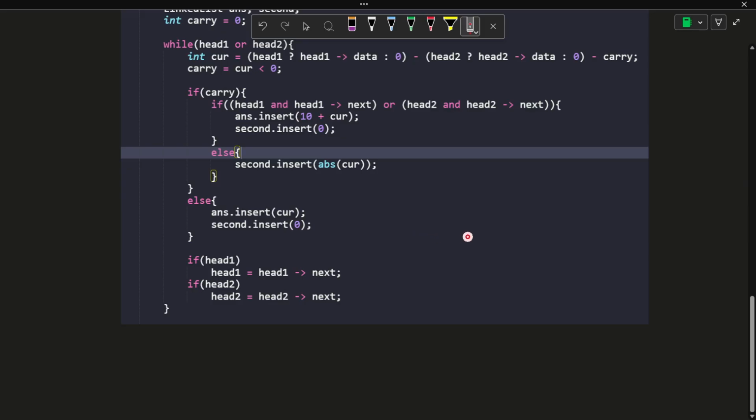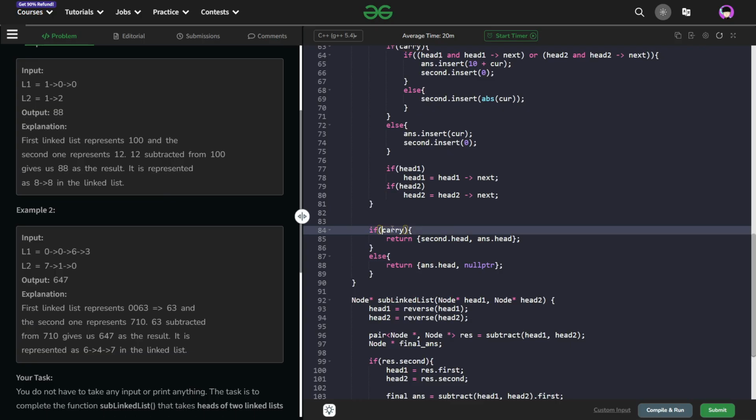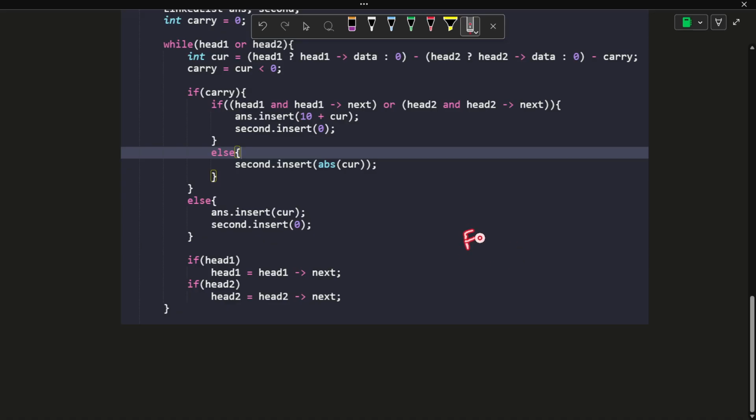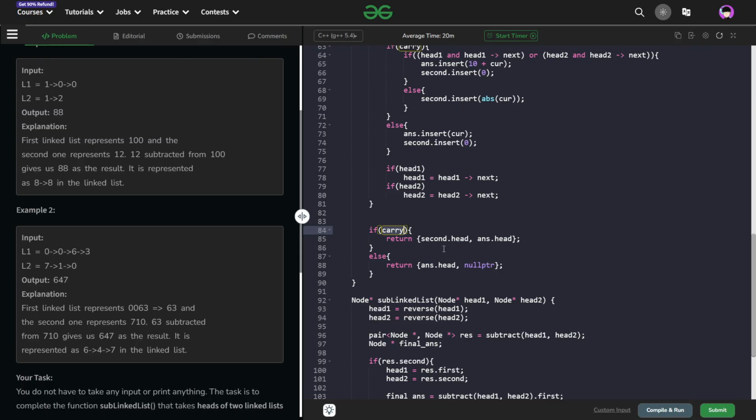Basically what I am trying to say is, if the first number is greater than or equal to the second number, when you finish subtracting both of the numbers, there will never be a carry, right? If there is a carry, that means the first number was less than the second number, right? So I am going to return these two numbers. What are these two numbers? Second head and answer head.